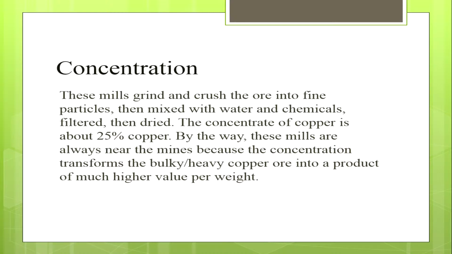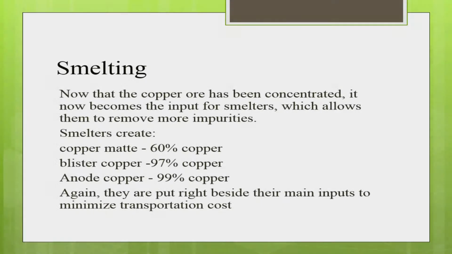By the way, these mills are always near the mines because the concentration transforms the bulky, heavy copper ore into a product of much higher value per weight. Now that the copper ore has been concentrated, it becomes the input for smelters, which allows them to remove more impurities. Smelters create copper matte, 60% copper, blister copper, 97% copper, and anode copper, 99% copper. Again, they are put right beside their main inputs to minimize transportation cost.